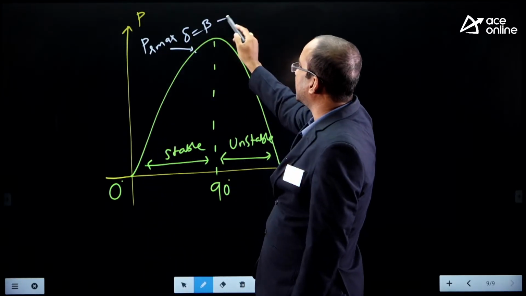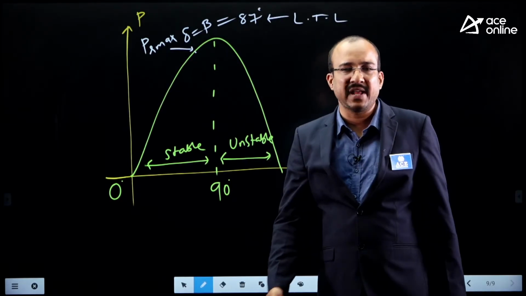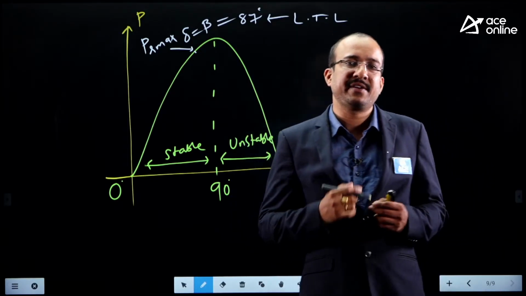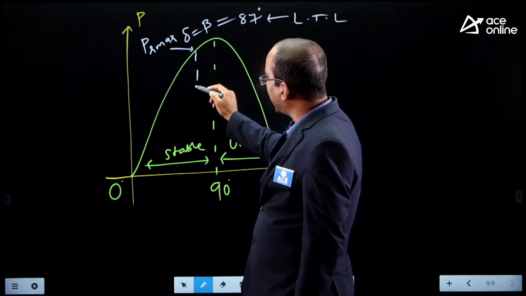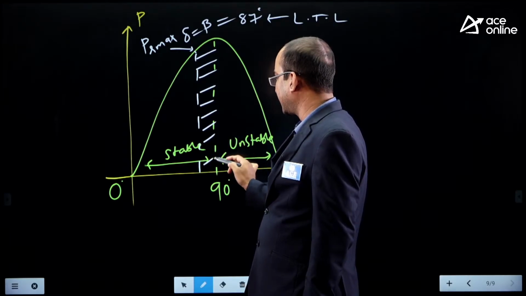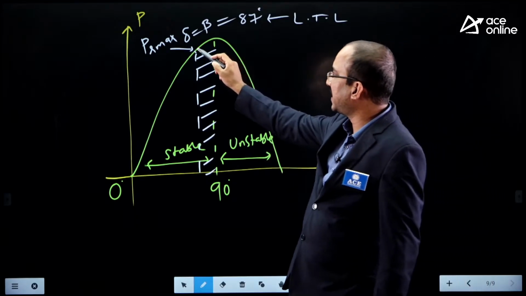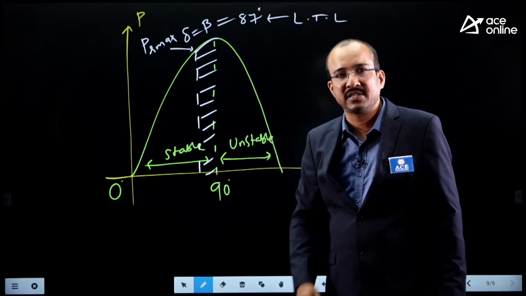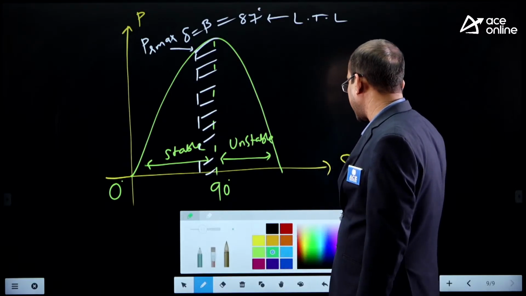For a long transmission line, this is around 87 degrees. For a long transmission line, the impedance angle will be very high because the reactance will be very high and the X by R ratio will be very high. So if you are operating under this maximum power transfer condition, the stability region will be very narrow. If any disturbance is created, it may result in unstable operation. So we will not operate the system under the maximum power transfer condition.